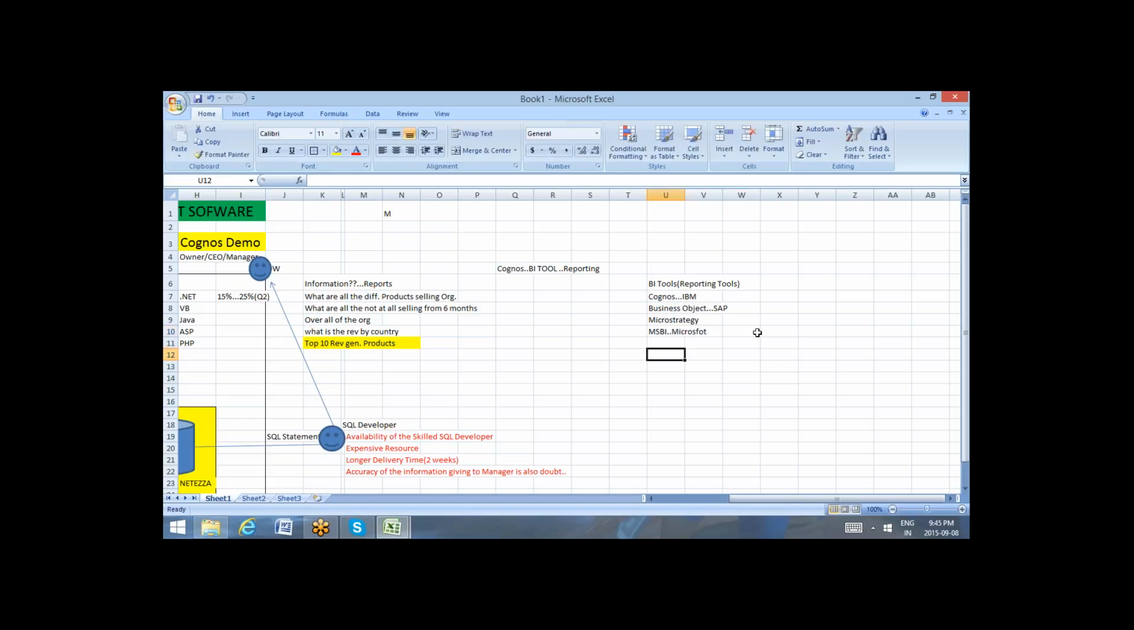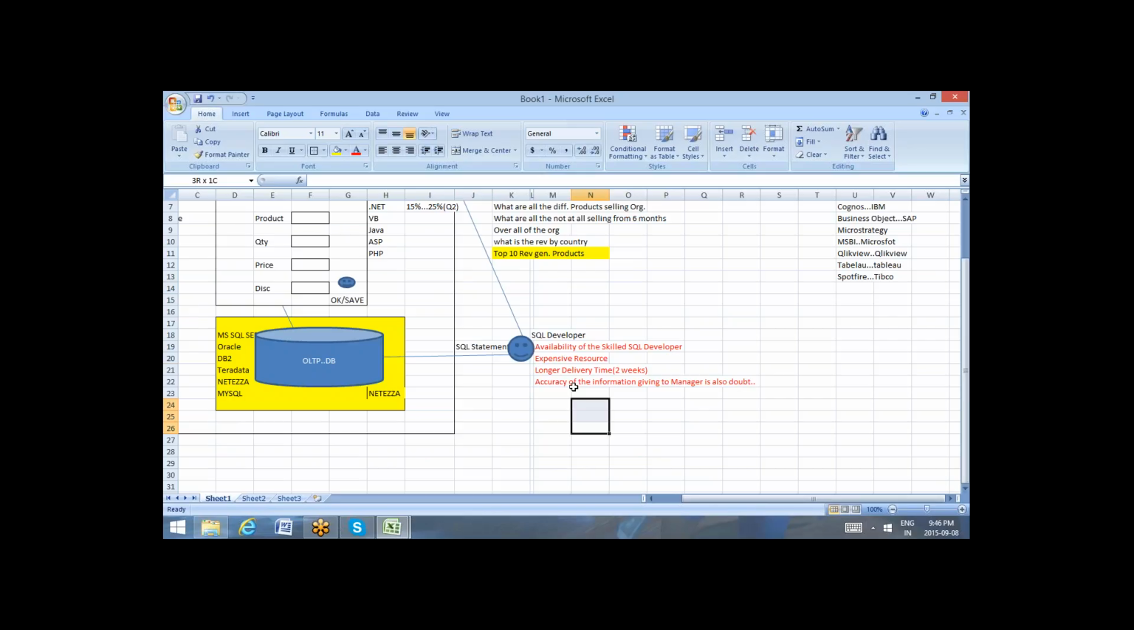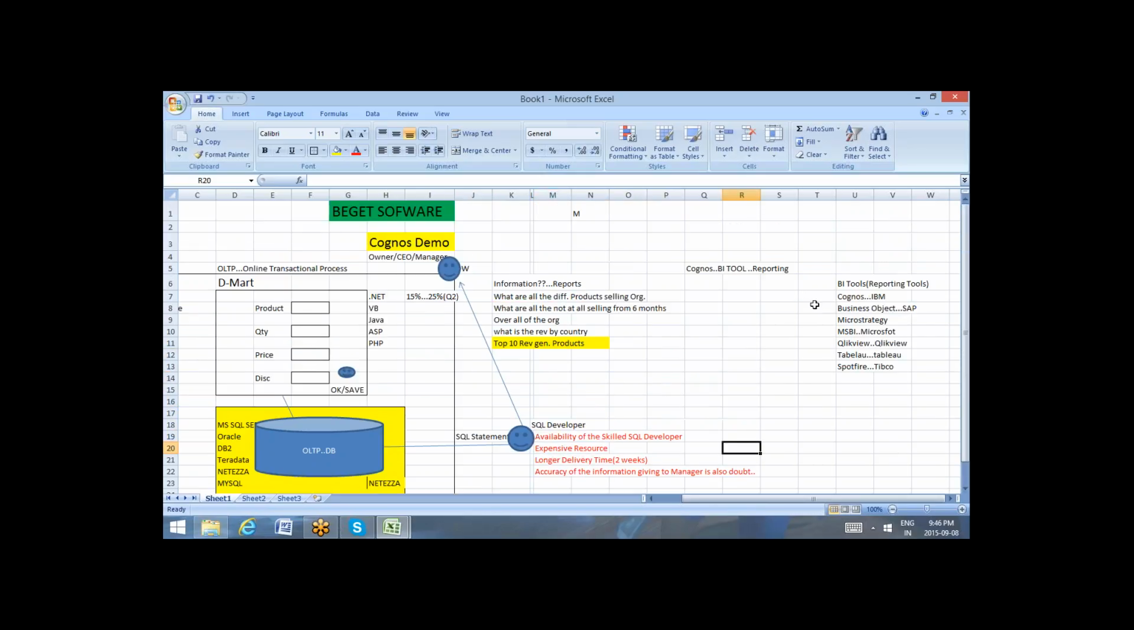We have some other tools like QlikView. Qlik is also one of the tools available from the Qlik organization. Tableau is one more tool, from the Tableau company. Like this we have several tools. From the TIBCO company we have Spotfire. So there are several tools in the market to support these problems, and that's why reporting tools like Cognos are getting popular.